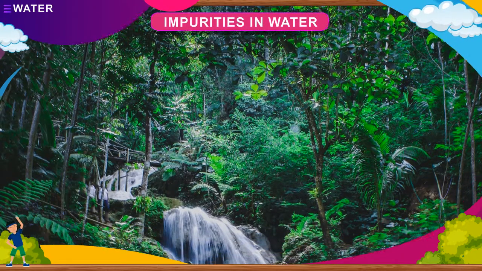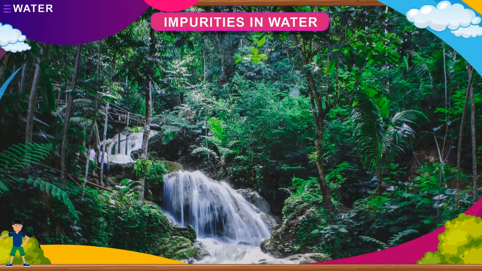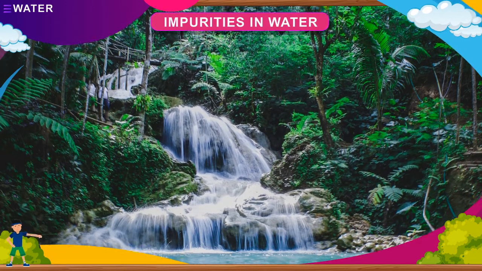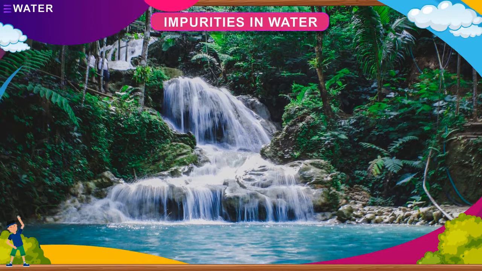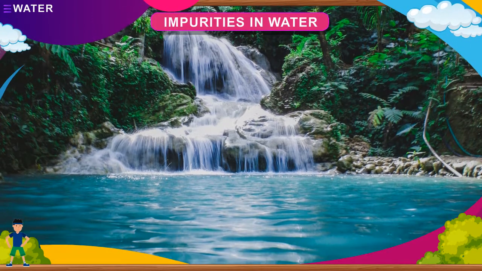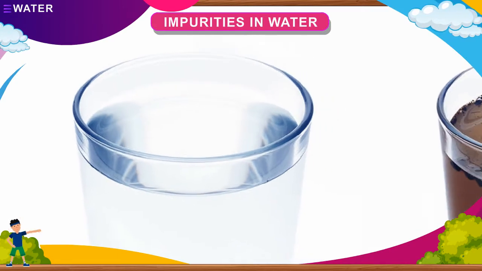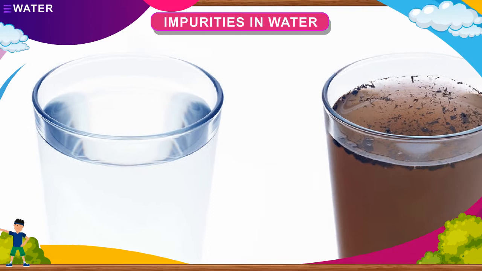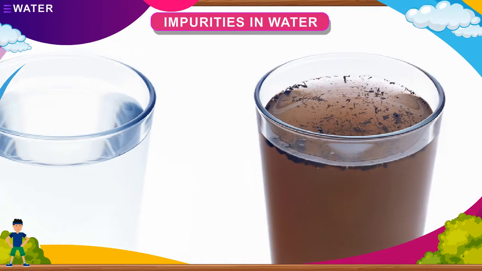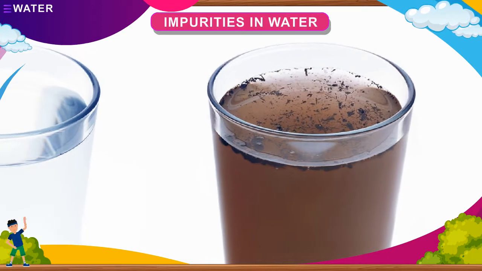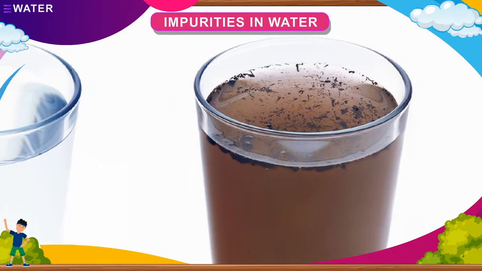Impurities in water. As rainwater flows over rocks and soil, it picks up many impurities. Some of them, like salts, minerals, and chemicals, dissolve in it. These impurities are called soluble impurities. Some impurities, like mud, sand, and stones, cannot dissolve in water. They are called insoluble impurities.